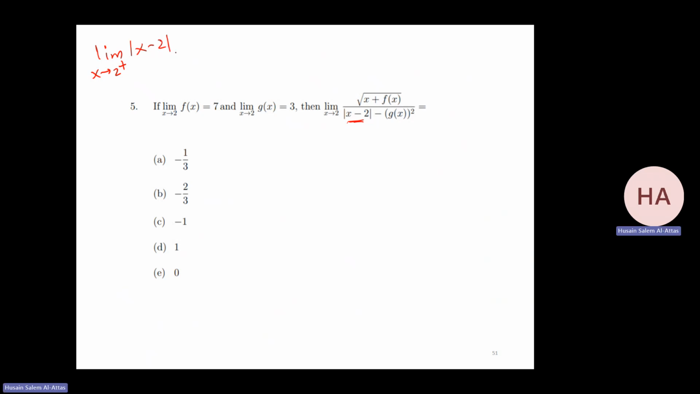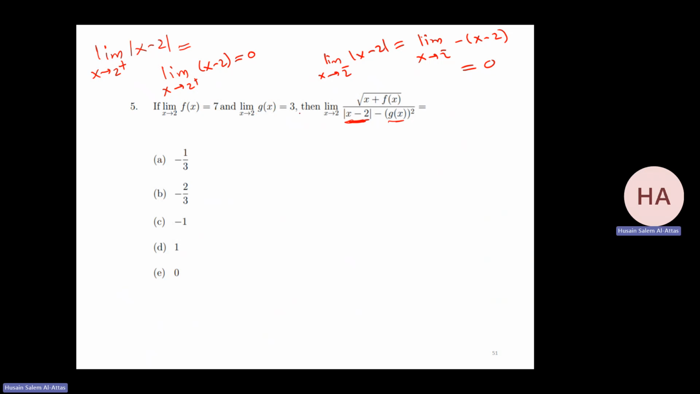That will be what? We get rid of the absolute value. That will be x minus 2. That is 0. Now, I need to check the limit as it goes to 2 from the left. Actually, it will be the same since it's going to 0. The limit as x goes to 2 from the left of minus (x minus 2). When you substitute, you get 0. So this limit is 0.